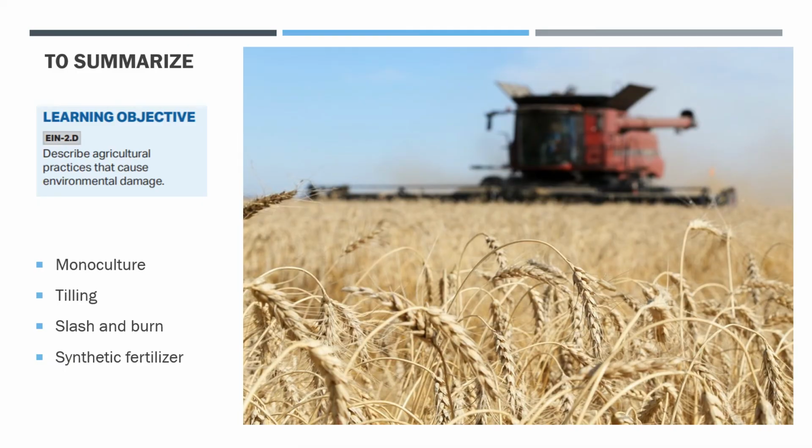To summarize, we covered agricultural practices that cause environmental damage. I feel a little bad because I used to live where this picture was taken. Most of my friends are farming a monoculture, but we need to get the word out there. The practices we talked about today are monocultures, tilling, slash and burn, and synthetic fertilizer.